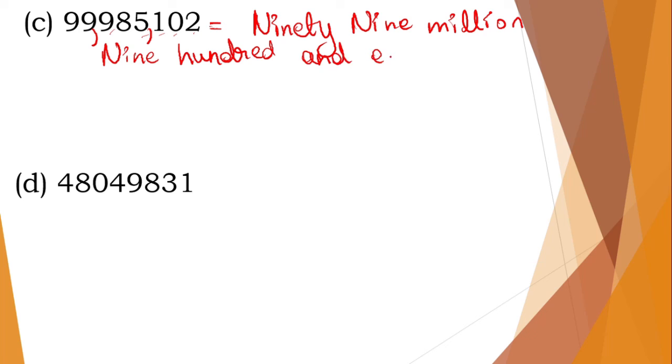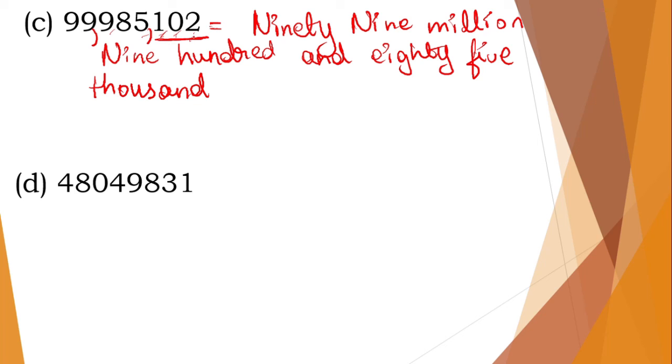So it will be 985. Now we'll check the digits. So we have 1, 2, 3. Now we have 3 digits and 3 zeros we have in 1000. So it will be 985,000. Now at last we have 102. So 100 and 2. So this will be the number name. Now let's move to the fourth question.